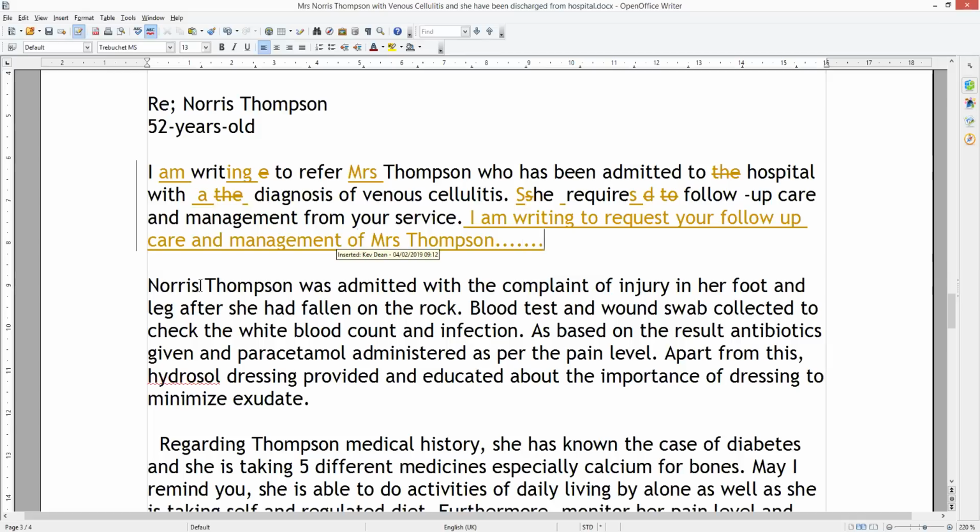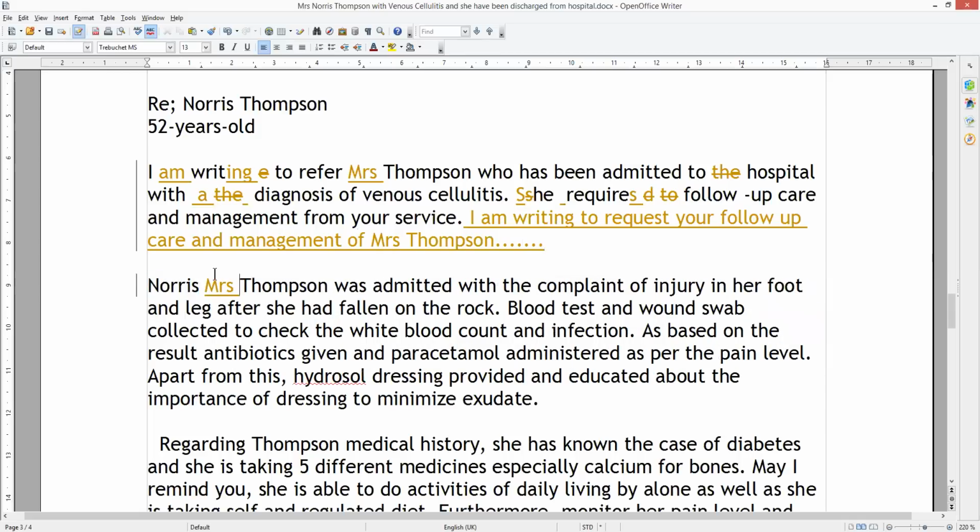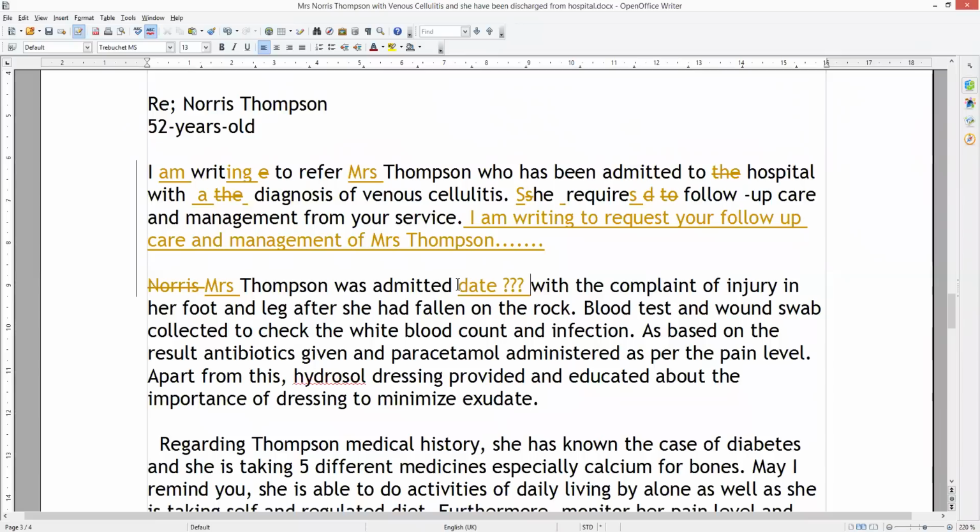Now, again, why do we have this full name? I mean, it's Mr. or Mrs. Thompson. Now, we need a date. We need a date. Usually, people say something like initially, Mrs. Thompson was admitted on the so-and-so date. So we need a date. Was admitted with the complaint.